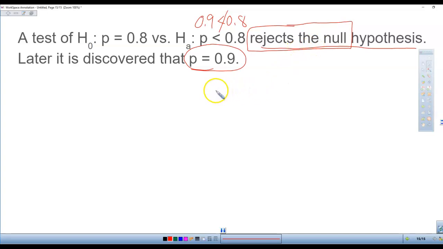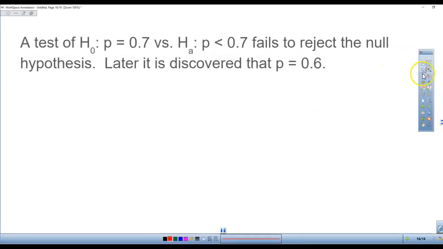So then we would say this is a type 1 error because we rejected the null and we ended up accepting the alternative. So this is a false positive. This is a type 1 error, okay? But the key word here is you rejected the null when in fact you should have failed to reject the null.